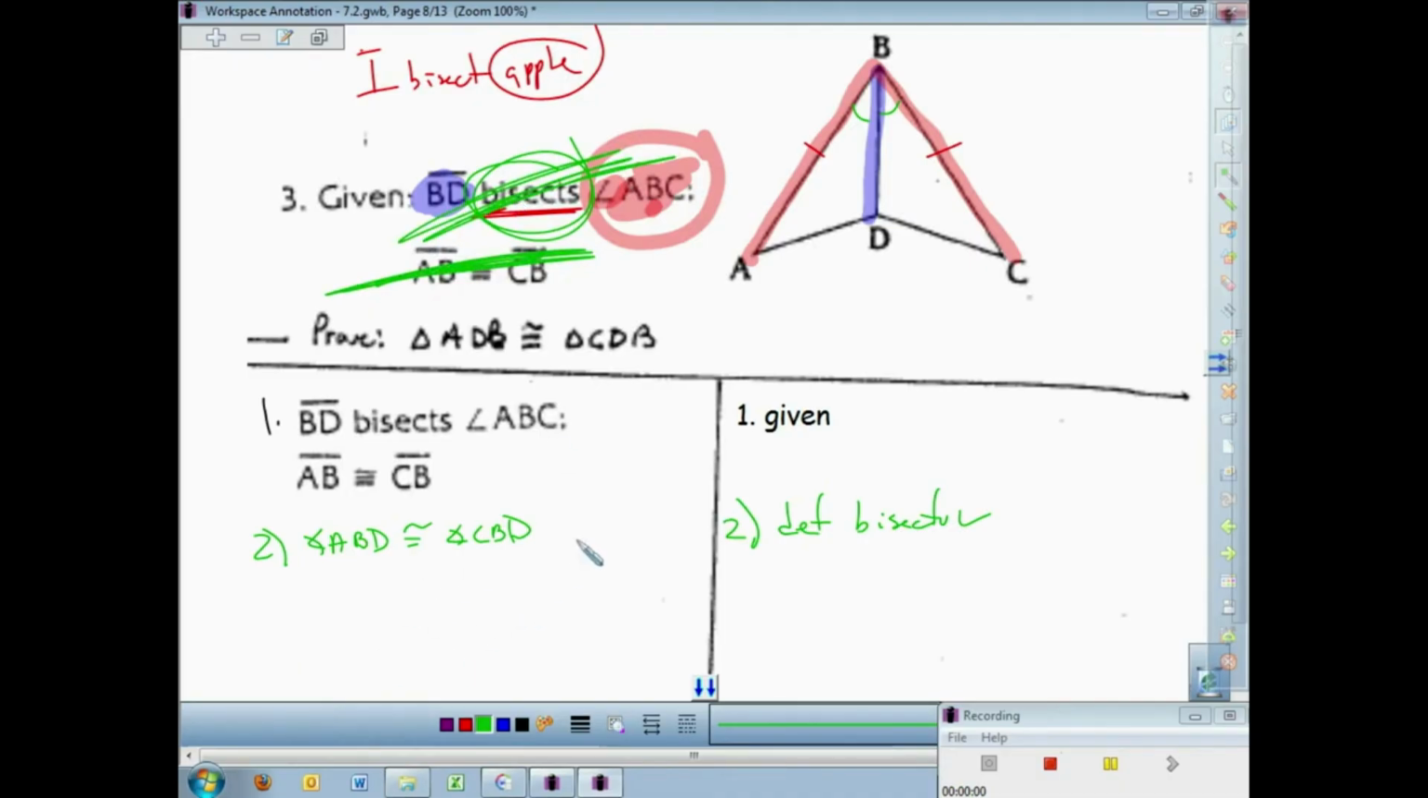Now I want to see, do I have enough information to prove these two triangles congruent? I got a side, I got an angle. In this triangle I don't have enough, so I've got to go through the checklist. First thing on the checklist, is there a shared side between the two triangles? There sure is. So you'll double tick mark that and you'll write it down. Segment BD is congruent to segment BD. Reason, that's the reflexive property of congruence.